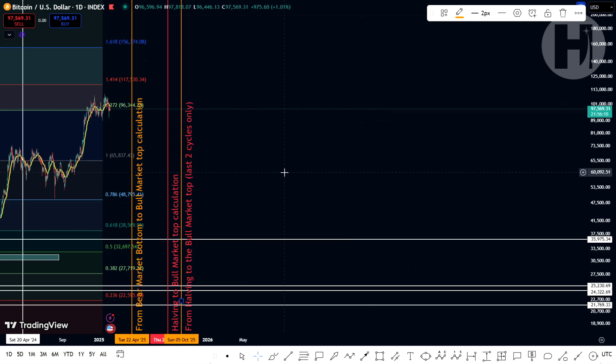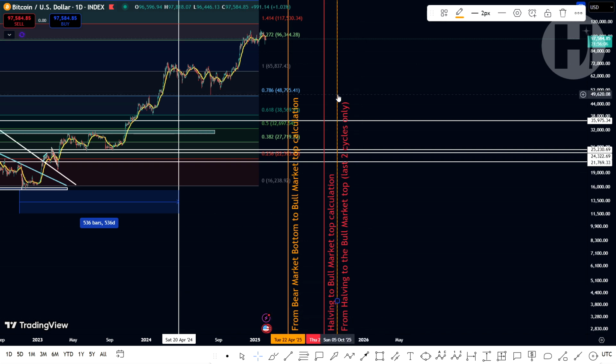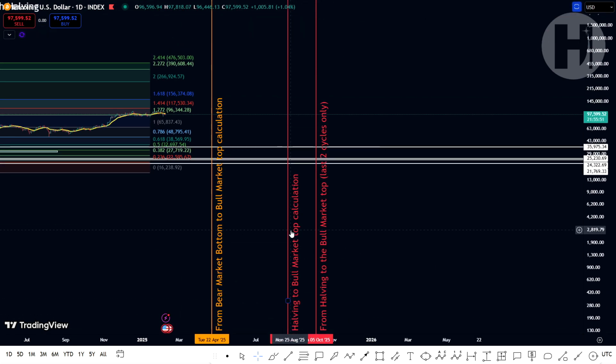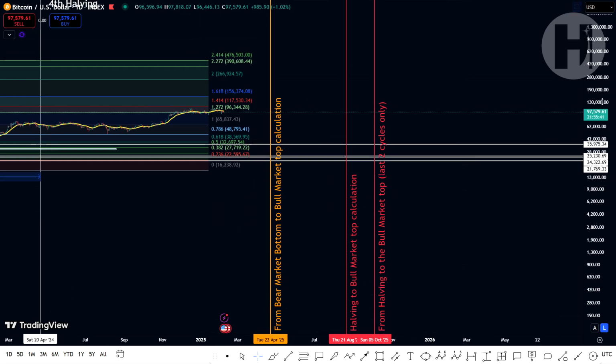So this is going to be from the halving to the bull market top, last 2 cycles only. So this is according to the last 2 cycles, and let me just change the color of that to red. Again, you can take the average between these 2, right? You can take the average between August and October, and you'll get September. So sometime in September, you could have that peak.